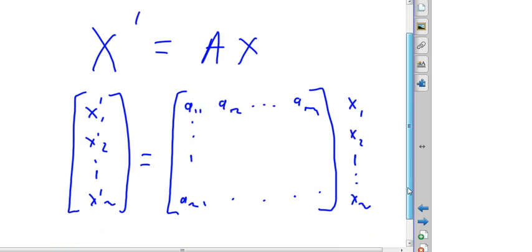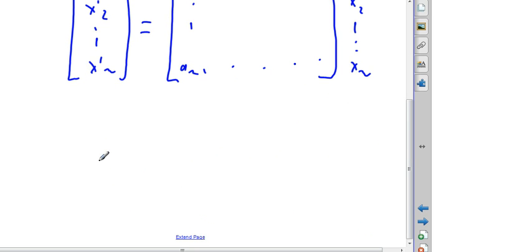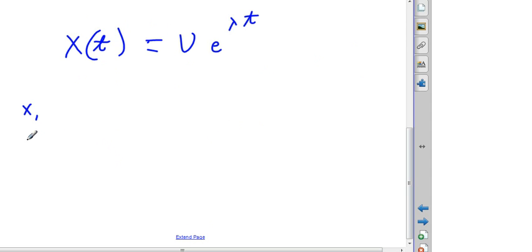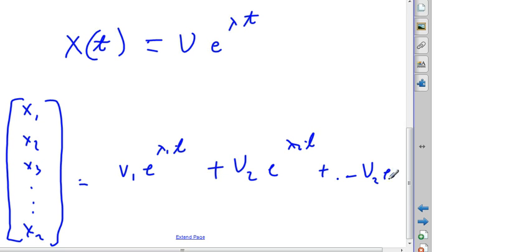If I have something that looks like that, then I can solve for the eigenvectors and the eigenvalues, and I can come up with x of t is equal to v e to the lambda t, where x is a vector, v are the vectors, and lambda are the eigenvalues. So I have x1, x2, x3, out to xn, so those are all my values of n. That is v1 e to the lambda 1 t plus v2 e to the lambda 2 t plus and so on out to vn e to the lambda n t.